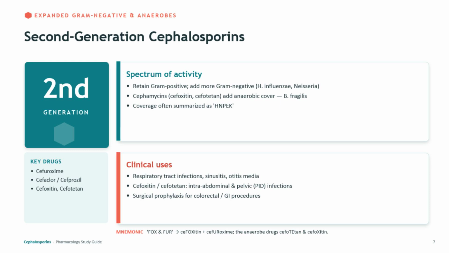Clinically, they're used for respiratory tract infections, sinusitis, and otitis media, while cefoxitin and cefotetan are useful for intra-abdominal and pelvic infections and for colorectal surgical prophylaxis. Your mnemonic here is FOX and FUR, cefoxitin plus cefuroxime. And remember, the anaerobe drugs are cefotetan and cefoxitin.